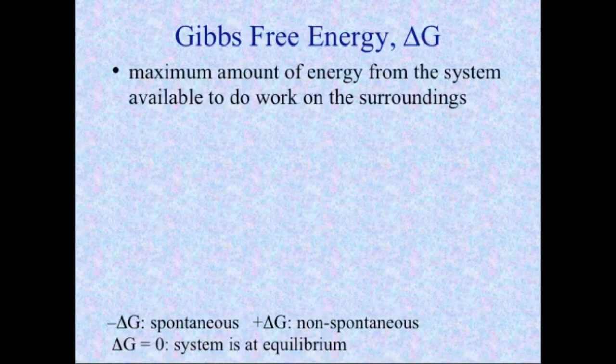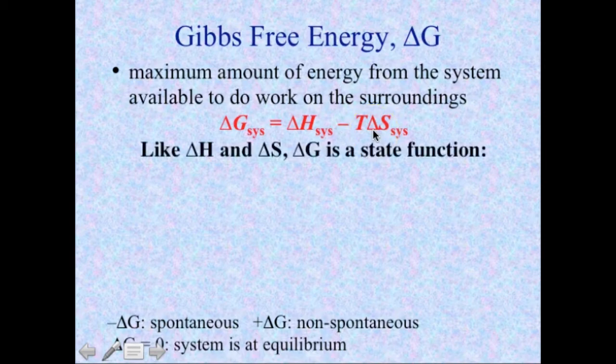It's defined as the maximum amount of energy from the system available to do work on the surroundings. And it's given the formula that the change in free energy of the system is equal to the change in enthalpy of the system minus the absolute temperature times the change in entropy of the system. It is a state function. As a state function, it only considers the free energy of the products and the free energy of the reactants, not the path used to get from one to the other.